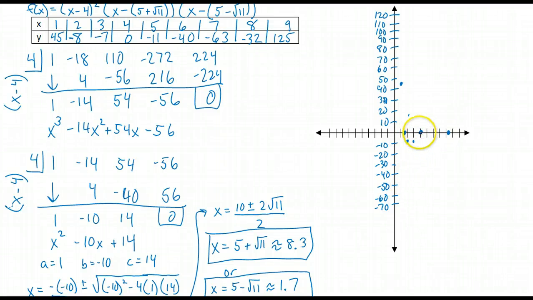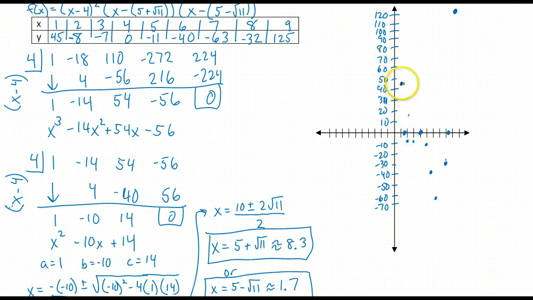When x is 4, y is 0. 5, I get -10. 6, -40. 7, -63. 8, -32. 9, 125.